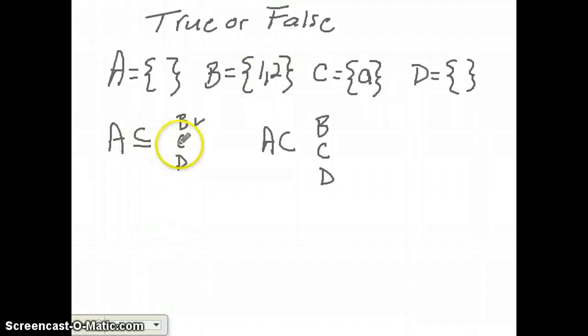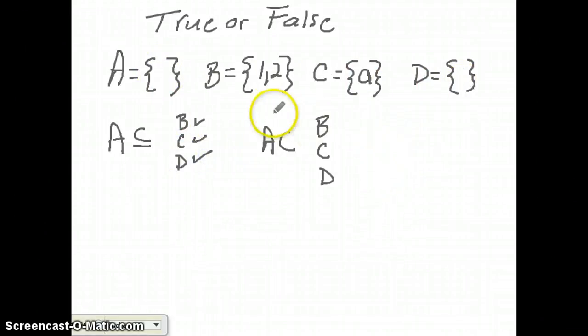Is A a subset of C? Yes. Is A a subset of D? Well, every element in here is in there, so yeah.